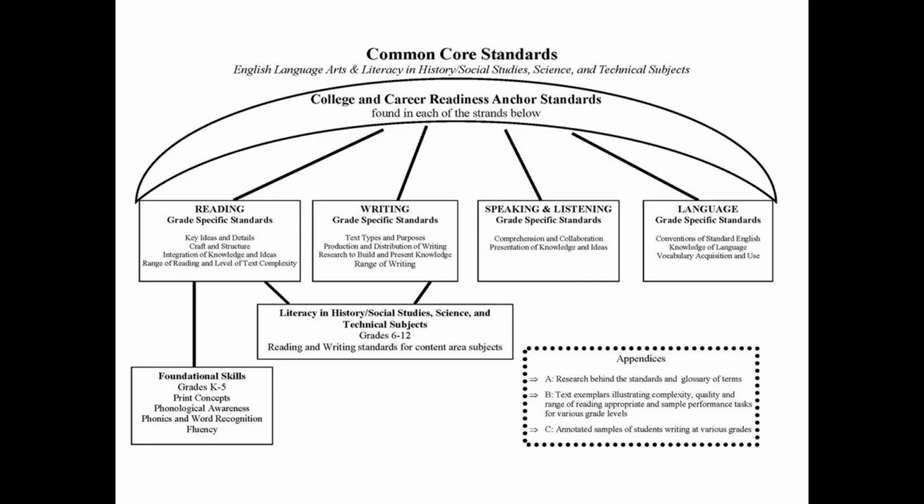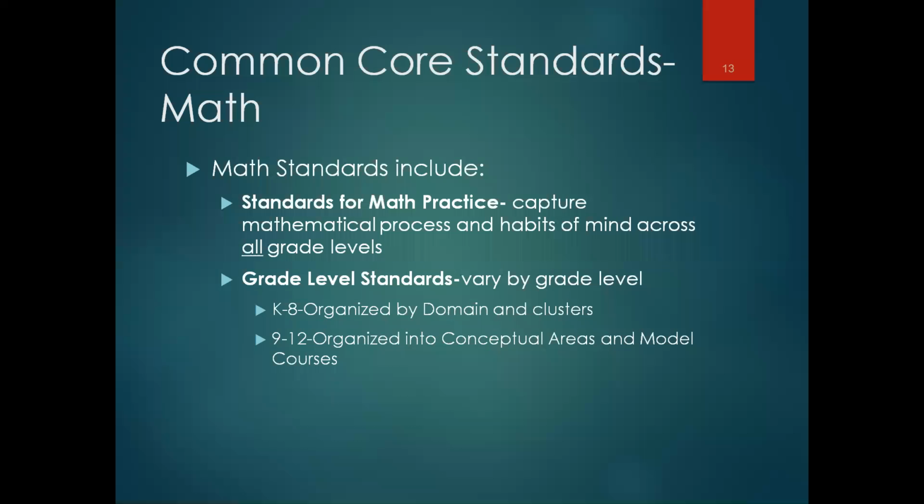And then there are the appendices, right? B, text exemplars illustrating complexity. That was the big controversy. But that's a great little visual there. It shows that with the Common Core standards, there's much more consistency across grade levels.